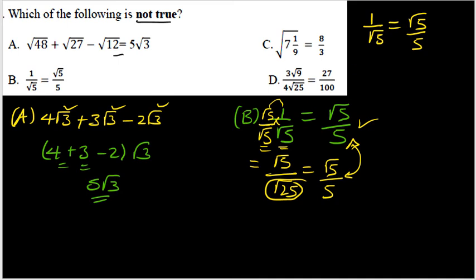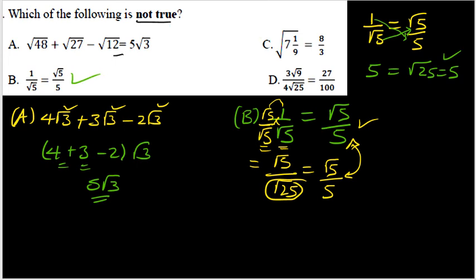We can simply multiply crisscross. 1 times 5 will be 5, which must be equal to radical 5 times radical 5, which will be radical 25, which is 5. Still they are the same. So choice B is also correct.